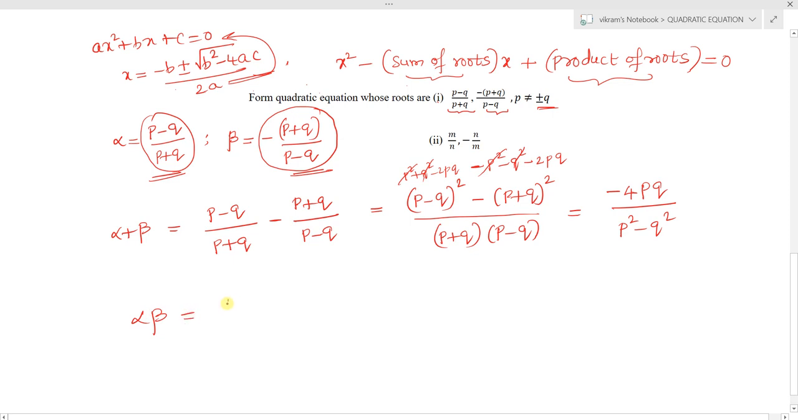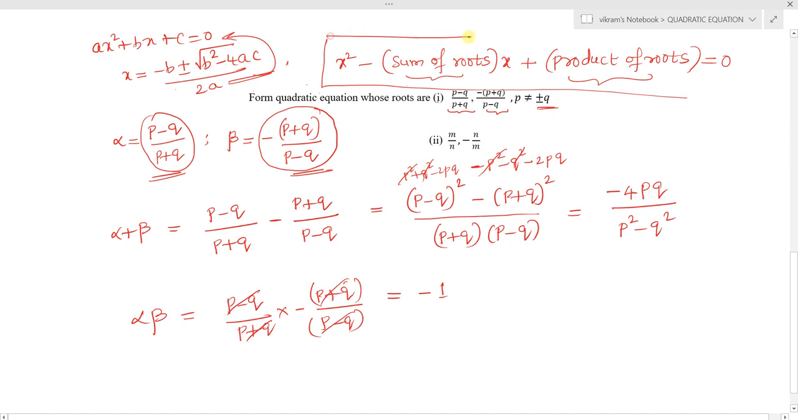If we multiply these two, (p minus q) by (p plus q) into minus of (p plus q) by (p minus q), then what will we get over here? p minus q, p minus q, p plus q, p plus q cancel. Simply we will obtain it as minus 1. Now we know the sum of the roots and the product of the roots, so substitute in this equation.